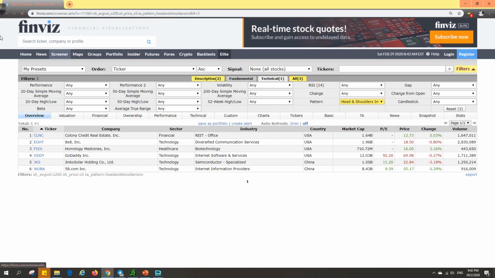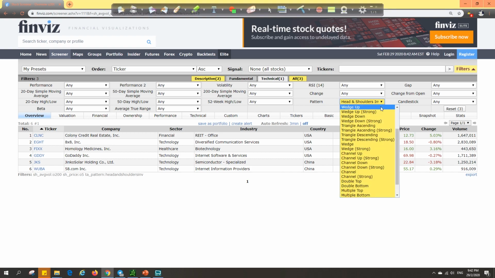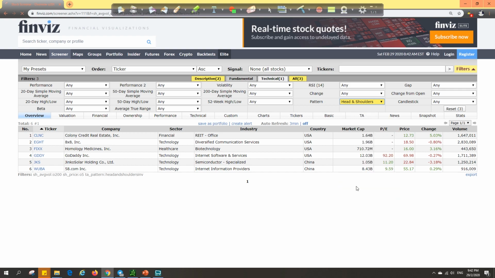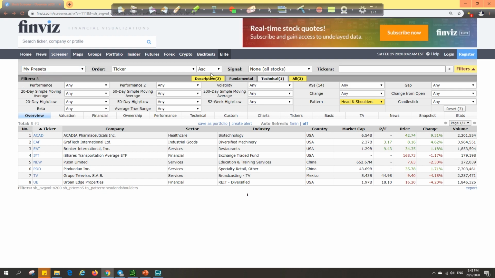And after that, we could go over to the technical, and under pattern, you can select the pattern that you want to scan for. So over here, there's an entire list of patterns. So what we want to look for is the head and shoulders or the inverse head and shoulders. So just select it, and here comes your list. So if you have to use the FinViz screener very often, what you can do is to use this drop-down list over here and click on Save Screen.